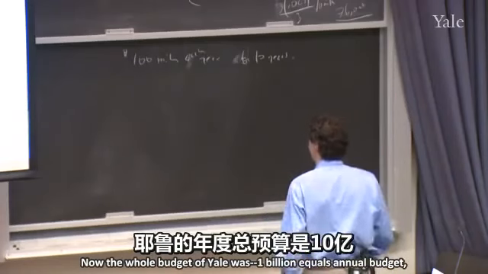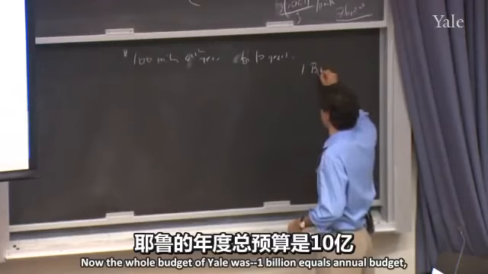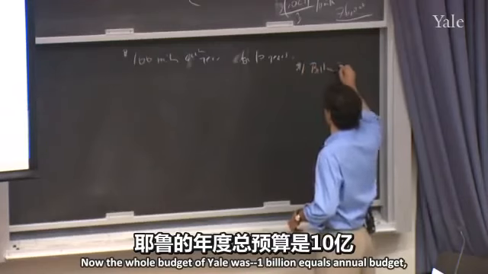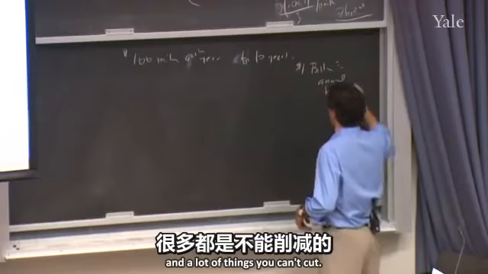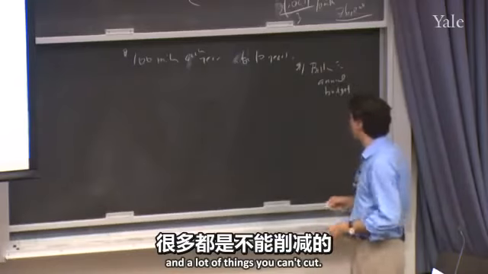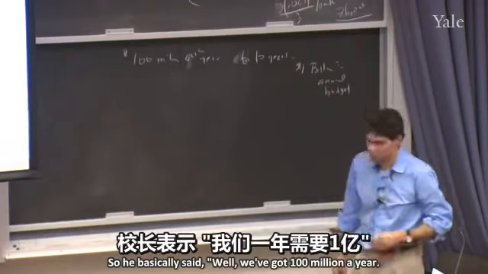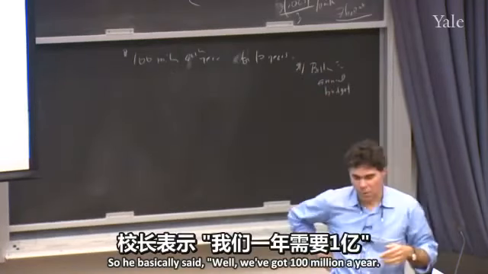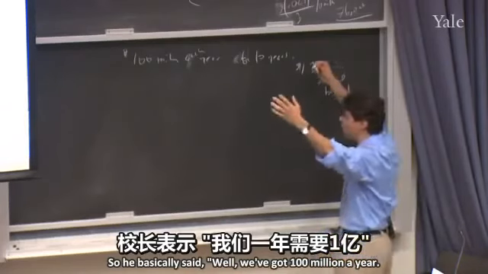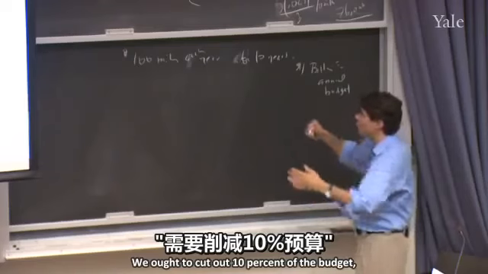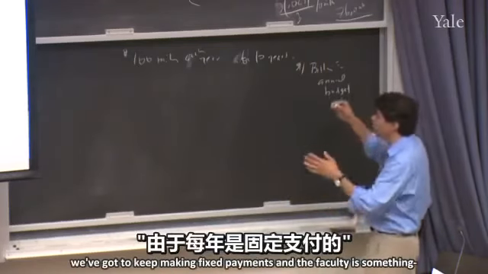Now the whole budget of Yale was $1 billion, the annual budget. A lot of things you can't cut. Notice $100 million a year is 10% of the annual budget. So he basically said, well, we've got $100 million a year, we ought to cut out 10% of the budget, and since there are some things we can't get rid of, we have to keep making fixed payments.